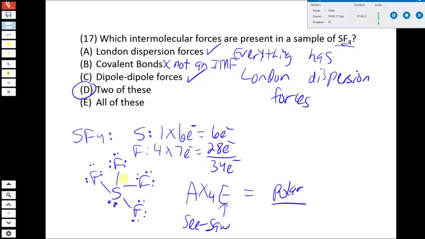When we're talking about intermolecular forces, we're talking about two of these SF4 molecules and how they interact with each other. Because it's a polar molecule, they'll interact both through London dispersion and dipole-dipole forces. So that's the difference between those two. They're two separate concepts, even though they have similar names. Intermolecular forces are not really chemical bonds; they're just weak electrostatic forces that exist between molecules in close contact with each other.